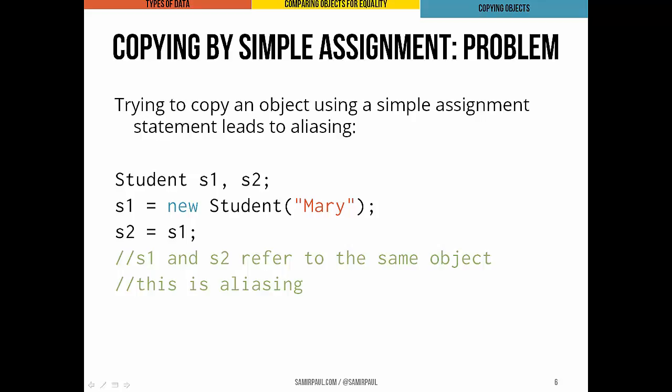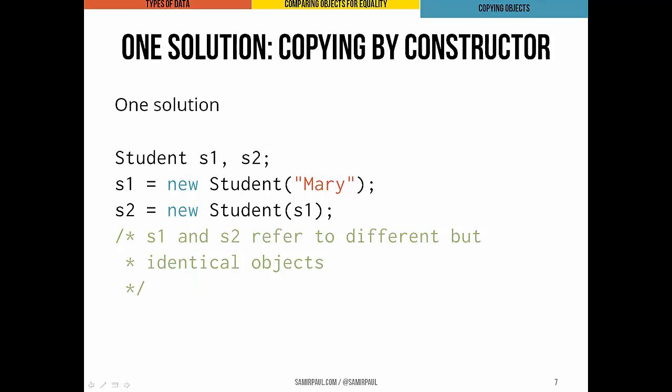Now, we've mentioned in the past that trying to copy an object using a simple assignment statement, the equals operator, not the equals equals, but the single equals operator, can cause problems. If you take a look at this code segment, this creates two references to a single student object when what we really wanted to do was copy the contents of one student object to another. We have two student variables, S1 and S2. S1 gets a new student object which has the name Mary, and we're just pointing S2 at the same thing. This is aliasing. This is a classic example of aliasing and is likely not intentional.